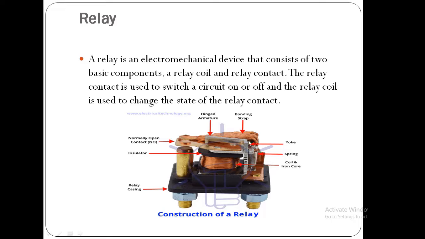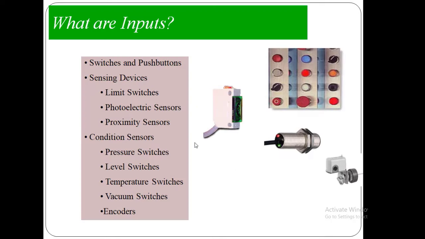You can see that this is its coil and these are its contacts. When this coil is energized with the voltage, these contacts come closer, and we say that this contact has been closed. It is normally closed contact. When its voltage goes off, this contact goes away, and we say that this is normally open contact. When it comes down to this position, it is contact making, and when it goes over, it means it is contact breaking. What are PLC inputs?